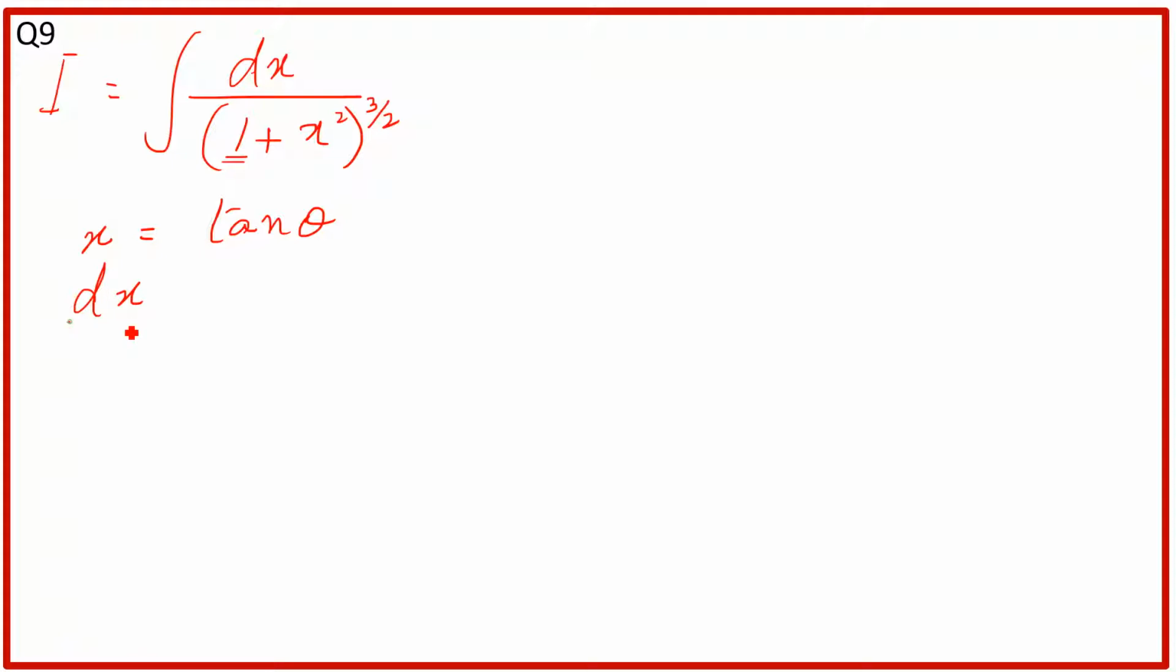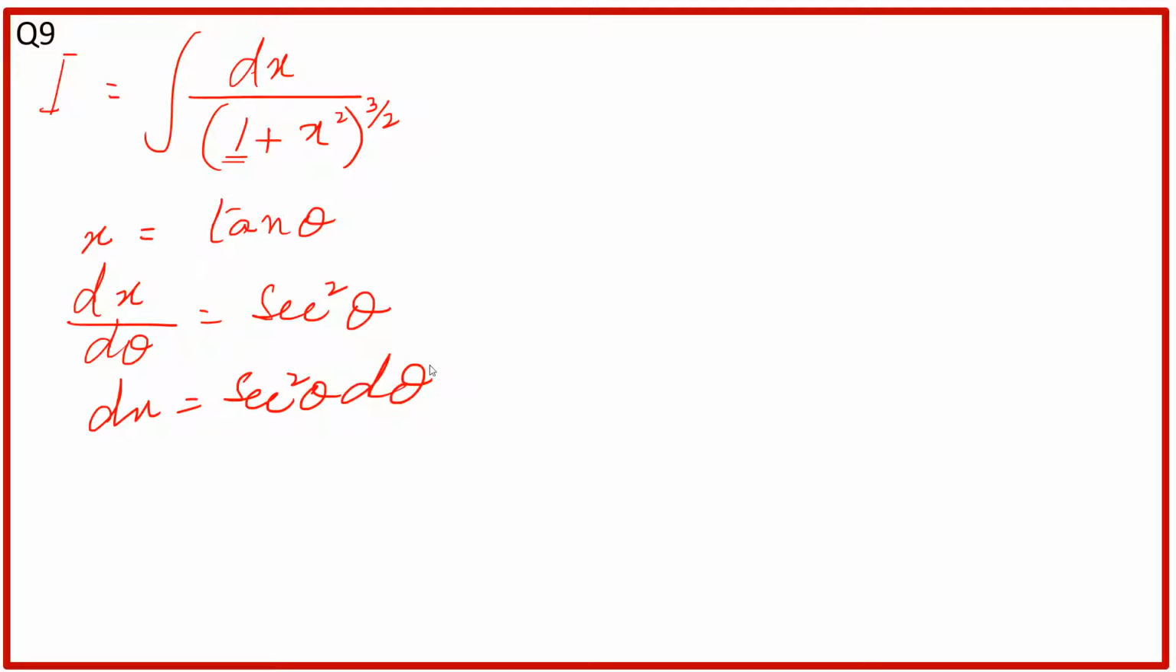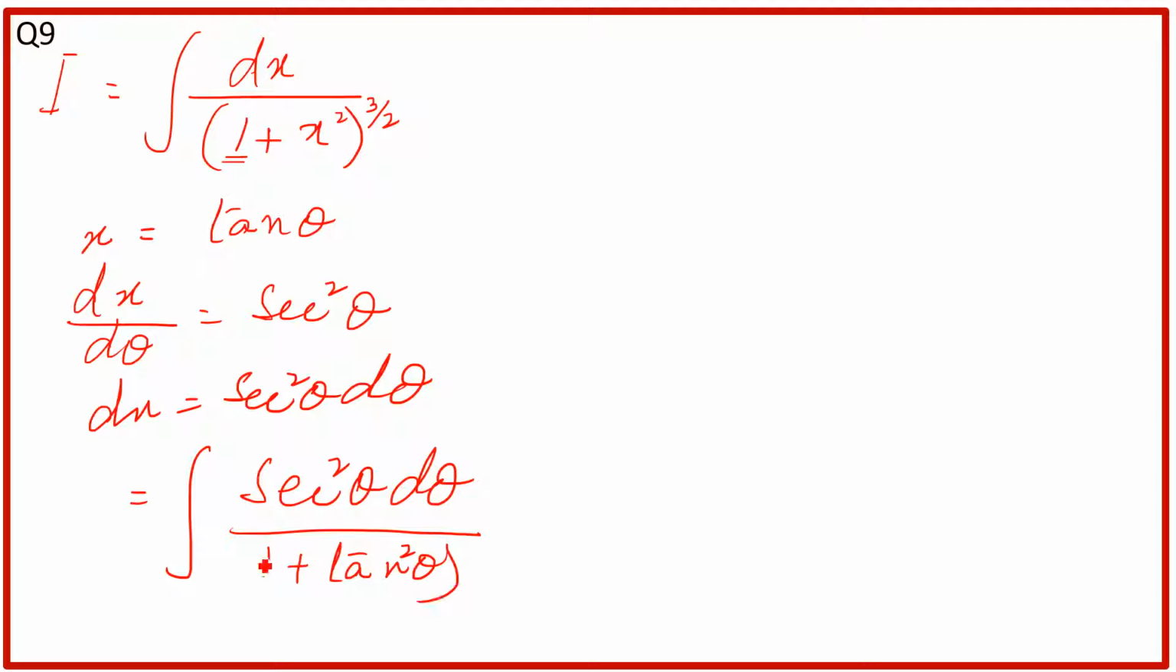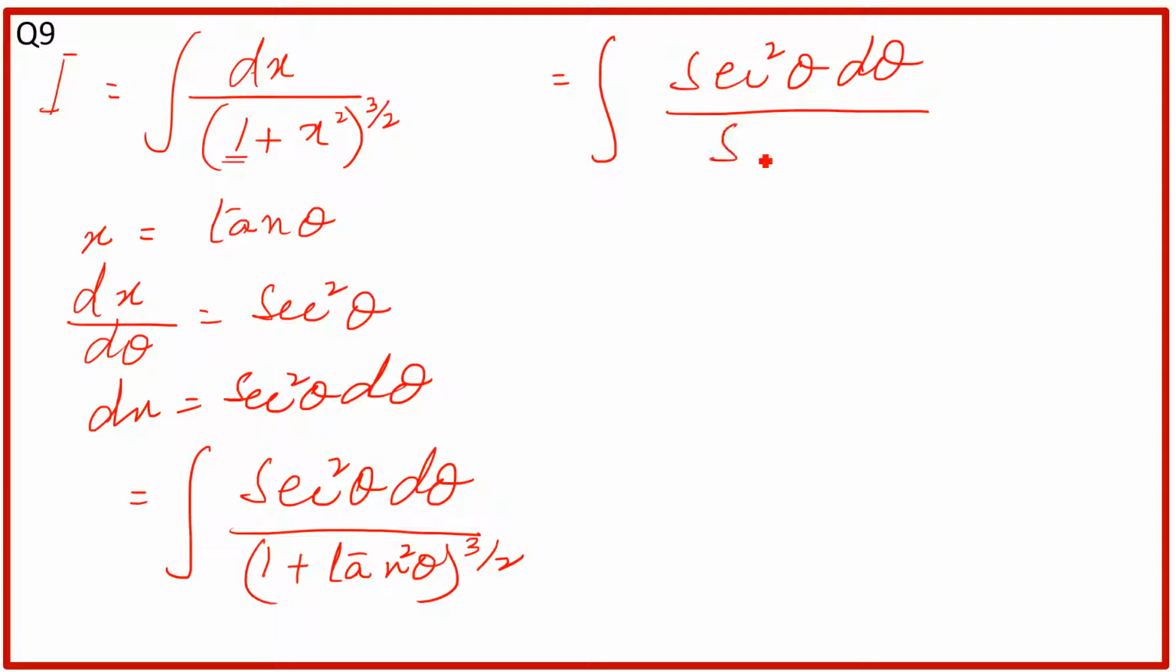So dx by d theta is equal to secant square theta, and dx equals secant square theta d theta, right? Instead of this dx, in the numerator we can write secant square theta d theta. So secant square theta d theta divided by 1 plus tan square theta whole power 3 by 2, since x is tan theta. We know that 1 plus tan square theta equals secant square theta. I can write here secant square theta d theta divided by secant square theta to the power 3 by 2.